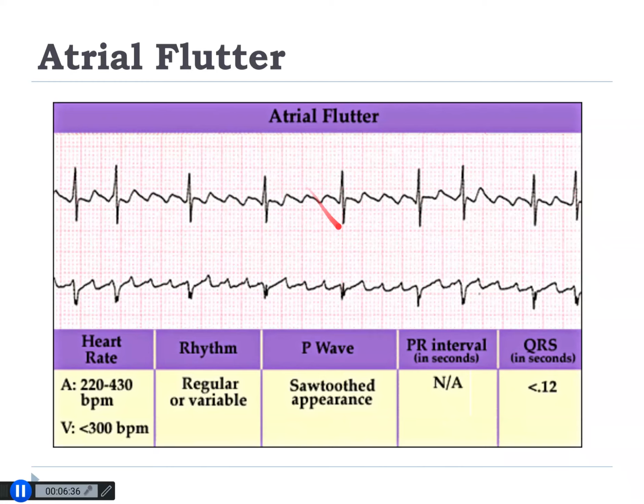a sawtooth, like a saw. You're not going to have a PR interval per se because there's usually so many P waves for each R wave. So it's pretty much impossible to calculate. And then the QRS is going to be less than 0.12 seconds.